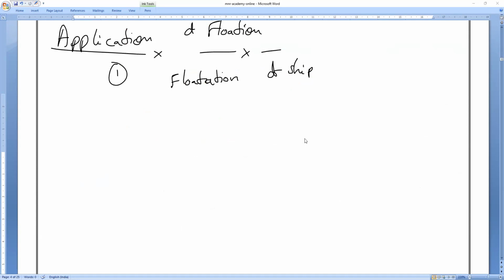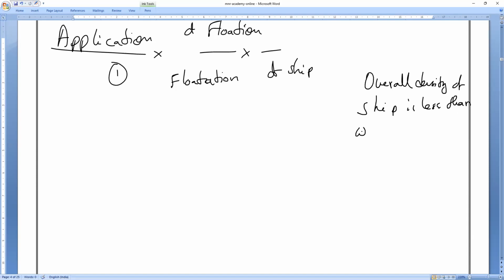So, flotation of a ship. Basically, a ship is made up of metals, big things. But the total average density, because it has a large space, the space is filled with what? The overall density of a ship is less than water. So will the ship float or sink, everybody?